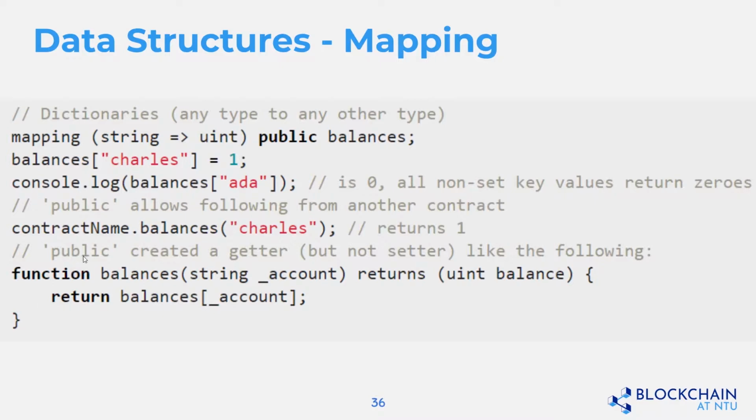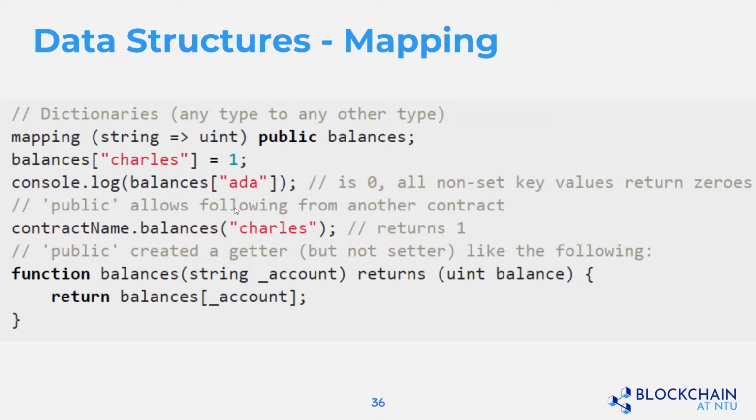Okay, so for dictionaries, if you guys are familiar with dictionaries in Python, it's very similar to mapping in Solidity. So over here you have mapping string to unsigned integer balances. The key here is string, and the value is unsigned integer. So an example will be you have balances, and you put a string here, Charles equals 1. So it means that inside this mapping, the key Charles will return you a value of unsigned integer 1.